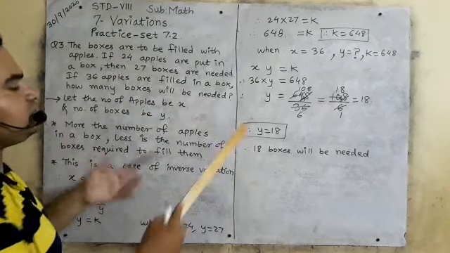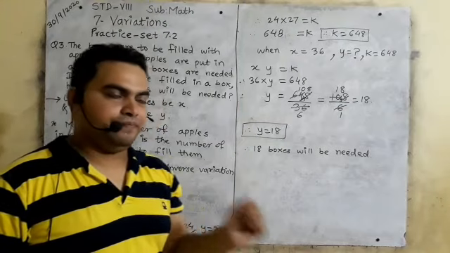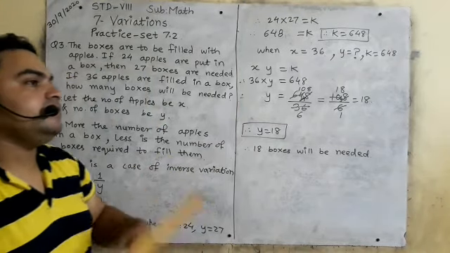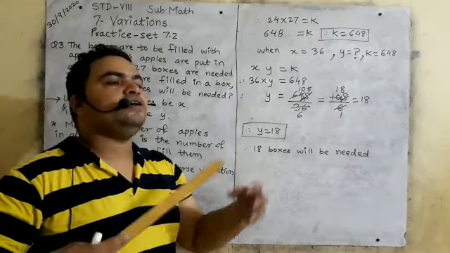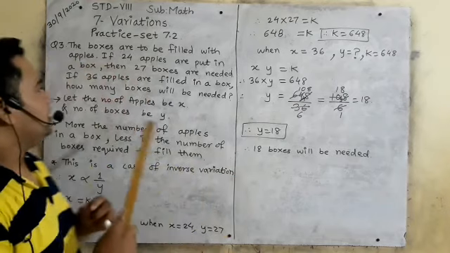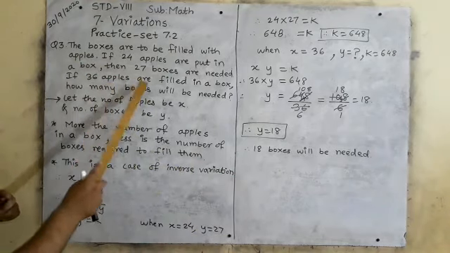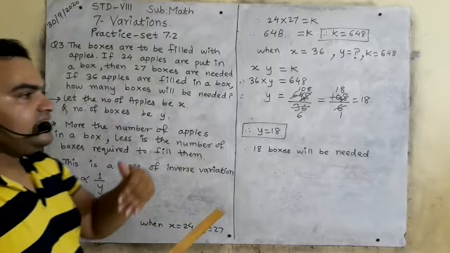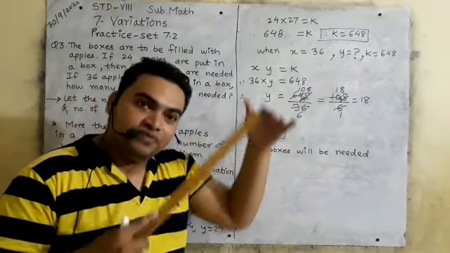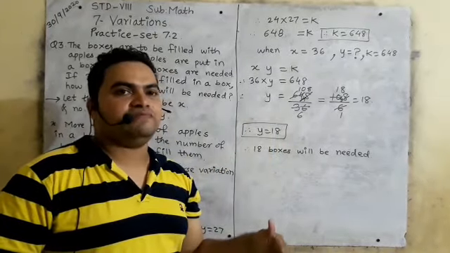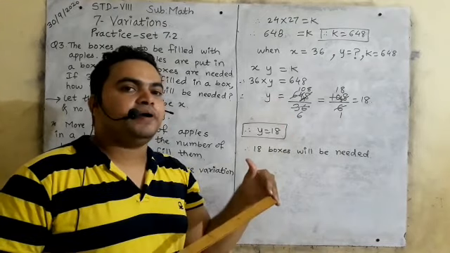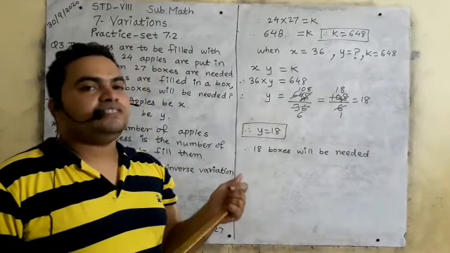So in the beginning we put 24 apples in a box, so 27 boxes are required to fill them. But if we increase the quantity of apples in a box to 36 apples, then apples are increasing, so boxes will be required less, fewer boxes will be needed. So it is inverse variation.